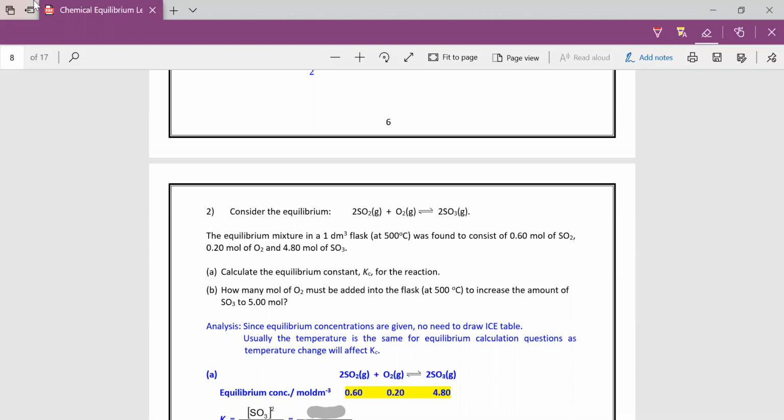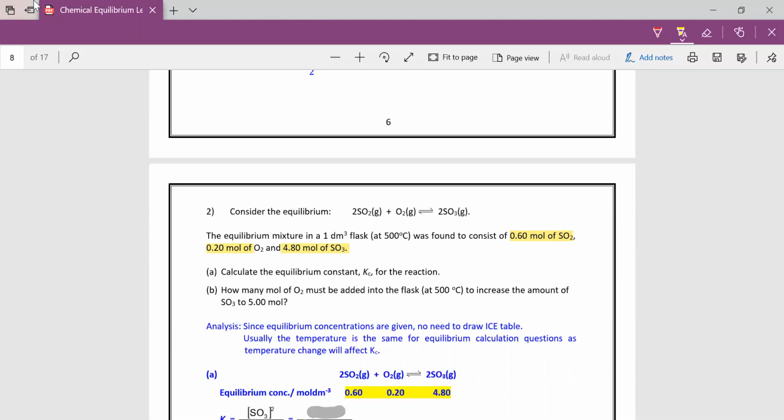So we note that we are given 0.6 mole of sulfur dioxide and 0.2 mole of oxygen, and at equilibrium, we have 4.8 moles of sulfur trioxide. All these numbers of moles are at equilibrium.